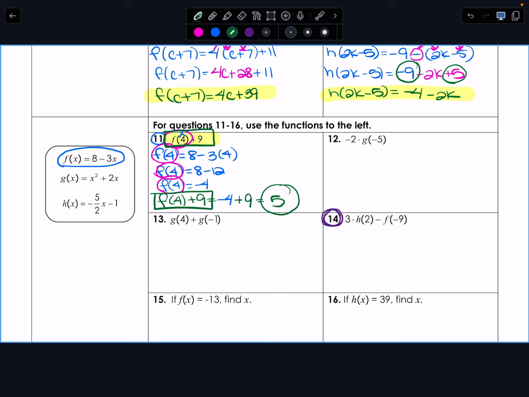Yes, Mason? So your final answer would be f of 4 plus 9 is equal to 5? Yes. Which makes it weird because you want to subtract that 9, and that's not true. Because I'm not solving for f of 4, I'm solving for f of 4 plus 9, which is different.